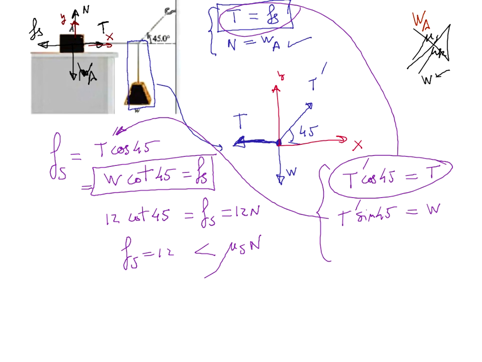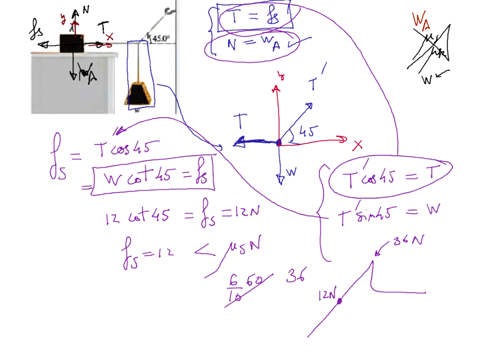Let's check. Mus is what? Mus is always the biggest one, so 0.6. So 6 divided by 10 times the normal force, and the normal force is W A, 60. This is 36. We're good. So it means that 36 is right here. And under this situation, or this value of W, which is 12 Newton, the frictional force happens to pick the same value.